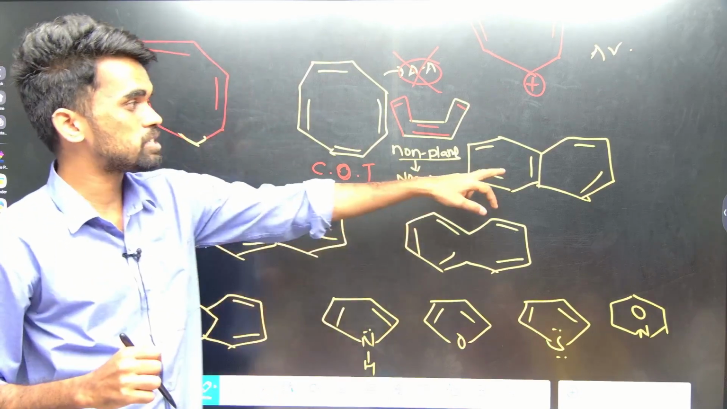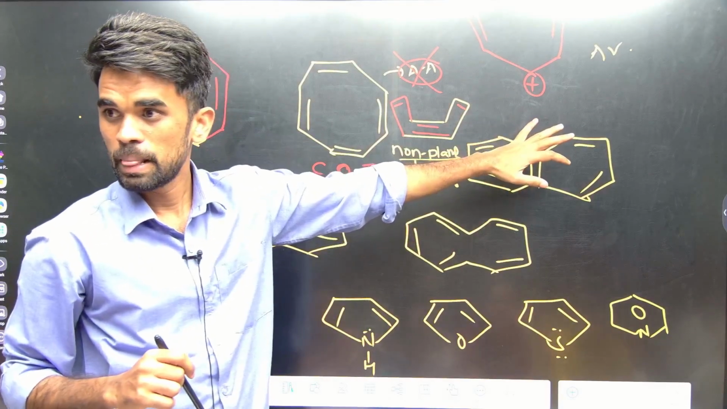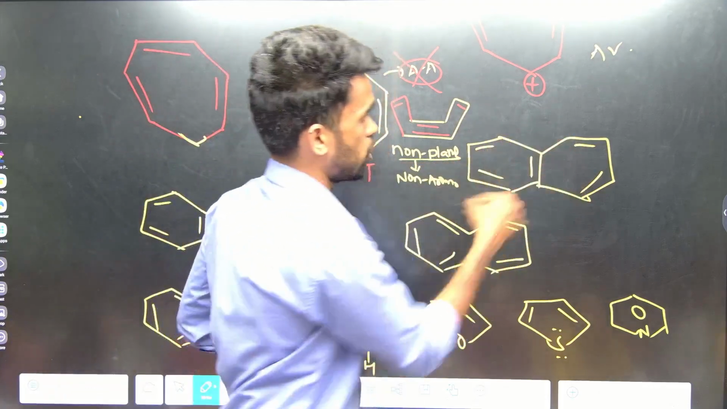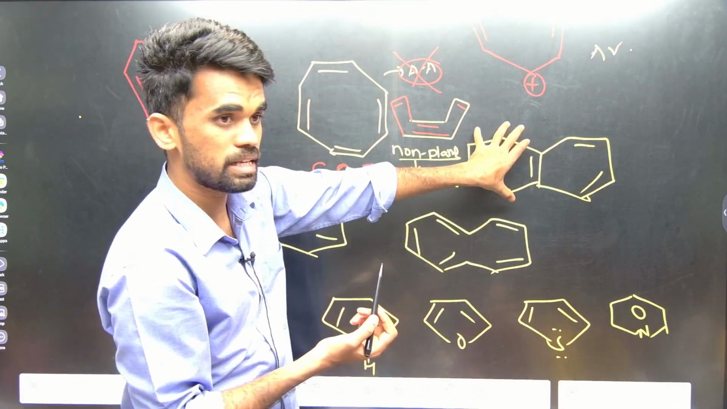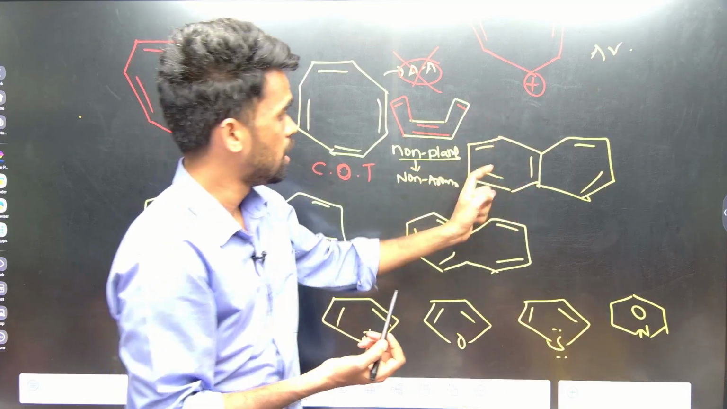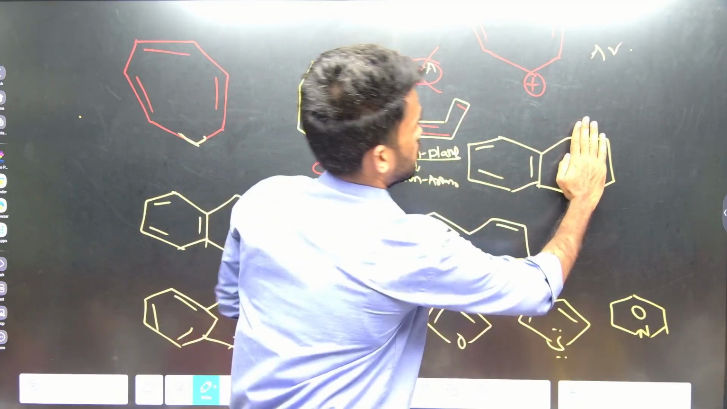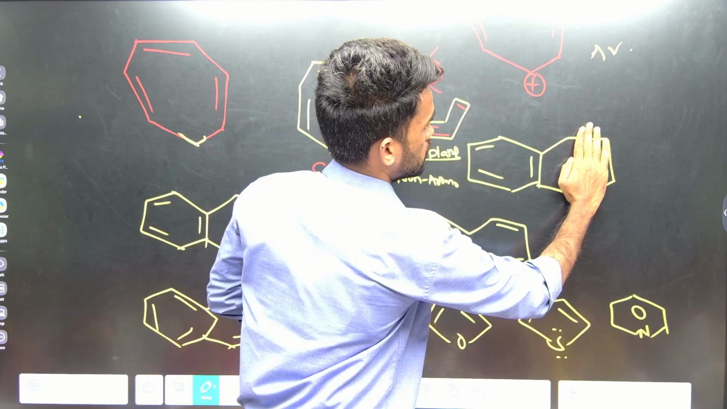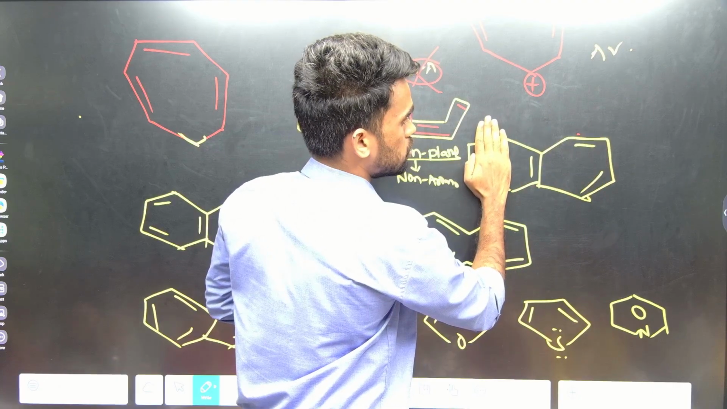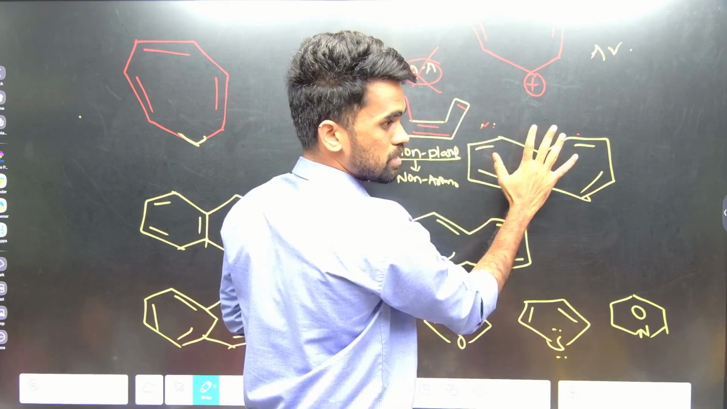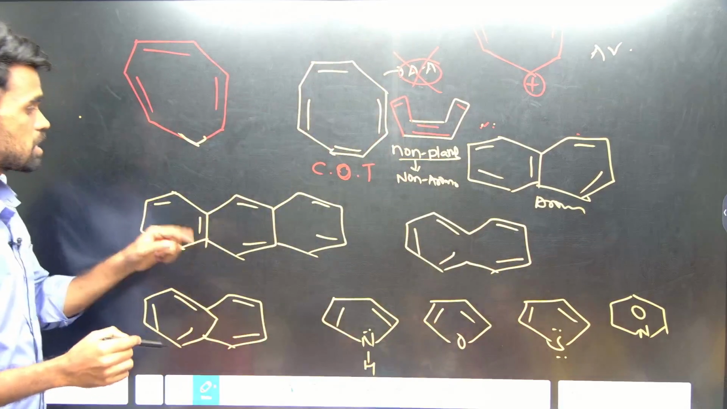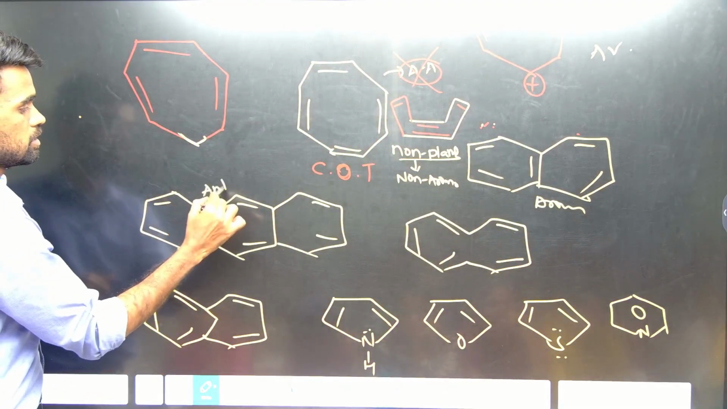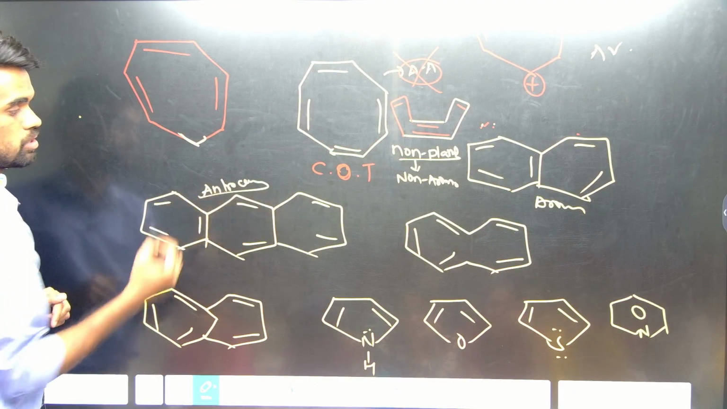That's it. What about this compound? This is naphthalene. Naphthalene has aromatic rings. Benzene ring is there, no? At least one aromatic ring is there. Complete compound is also aromatic. You can consider whether this ring is aromatic or not, that is also aromatic. So the complete compound is also aromatic. What about this compound? This is called anthracene. So anthracene is also aromatic.